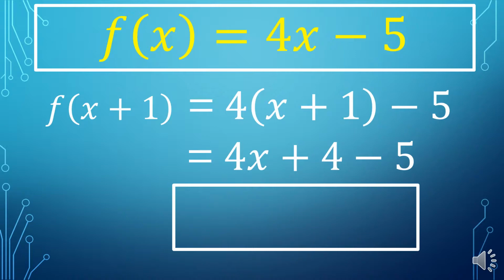Copy negative 5. 4x plus 4 minus 5: copy the 4x, since it has no like terms, then proceed to 4 minus 5, which is equal to negative 1, and our final answer is 4x minus 1.